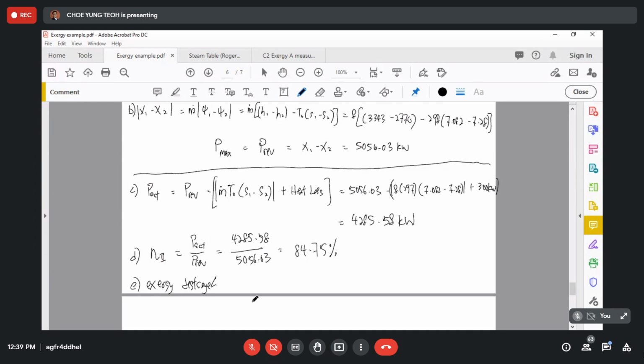So the last one is to find the exergy destroyed. And we know that exergy destroyed comes from the irreversibility and the heat loss. Okay, or you can just take the reversible output minus the actual output. All the losses are counted as exergy destroyed. So exergy destroyed is 770.545 kilowatt.